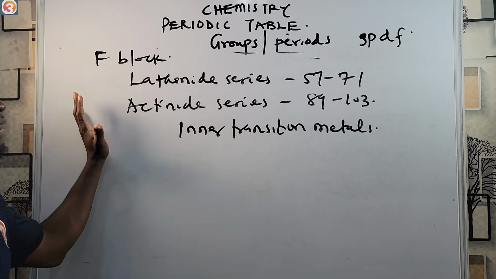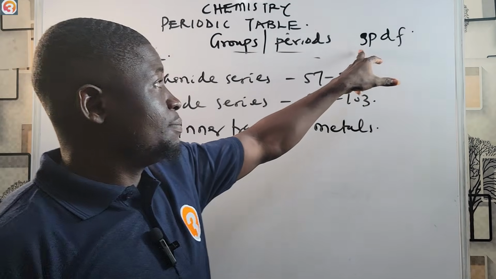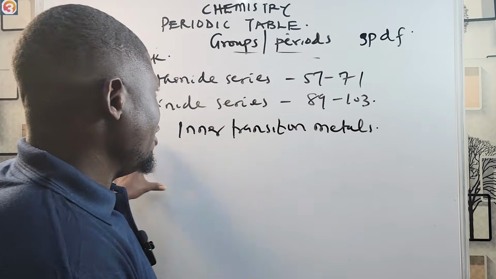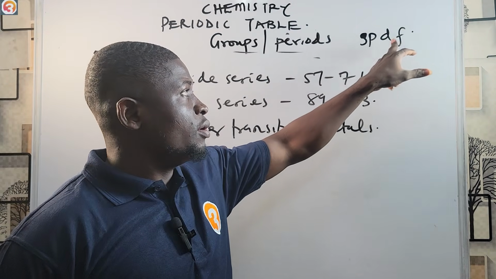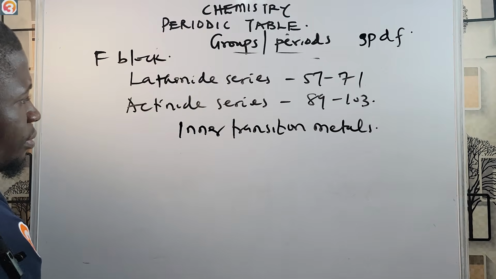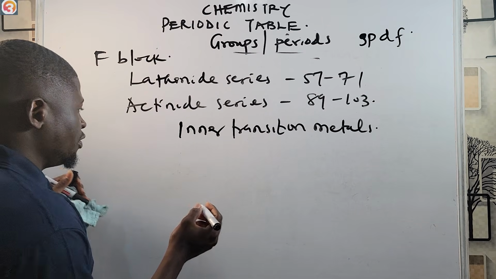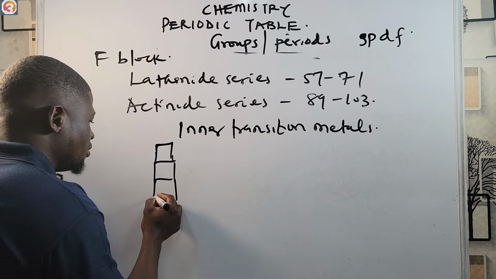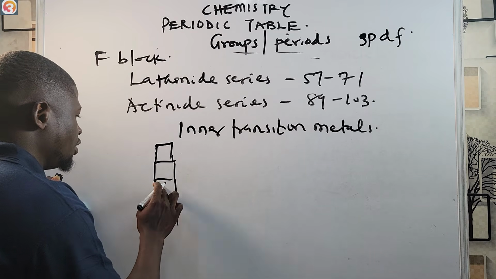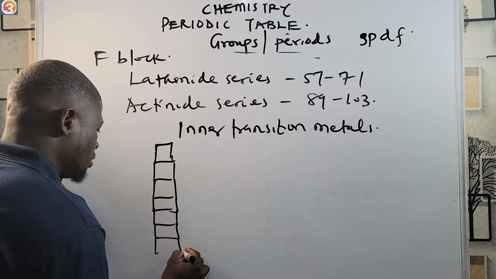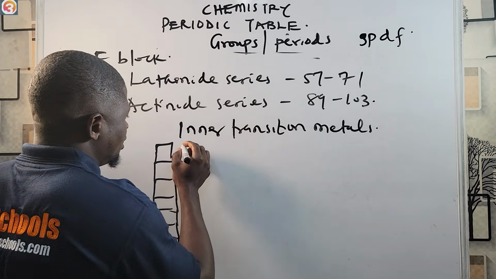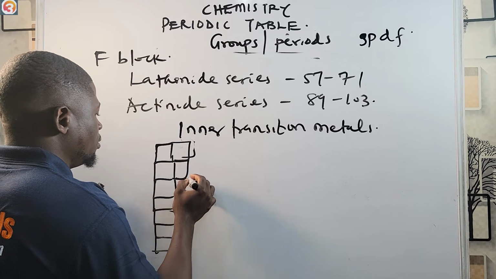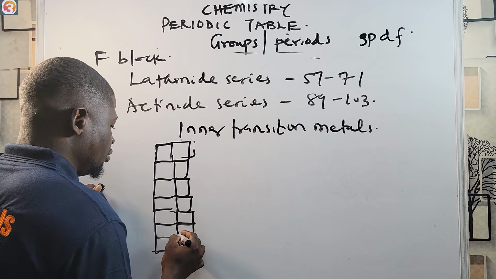So that will be the end, because of S, P, D, F. I talked about the S block, P block, D block, and F block. So let me just draw a sketch of the periodic table so that you see what I'm talking about. In the periodic table, I have seven horizontal rows: 1, 2, 3, 4, 5, 6, 7.